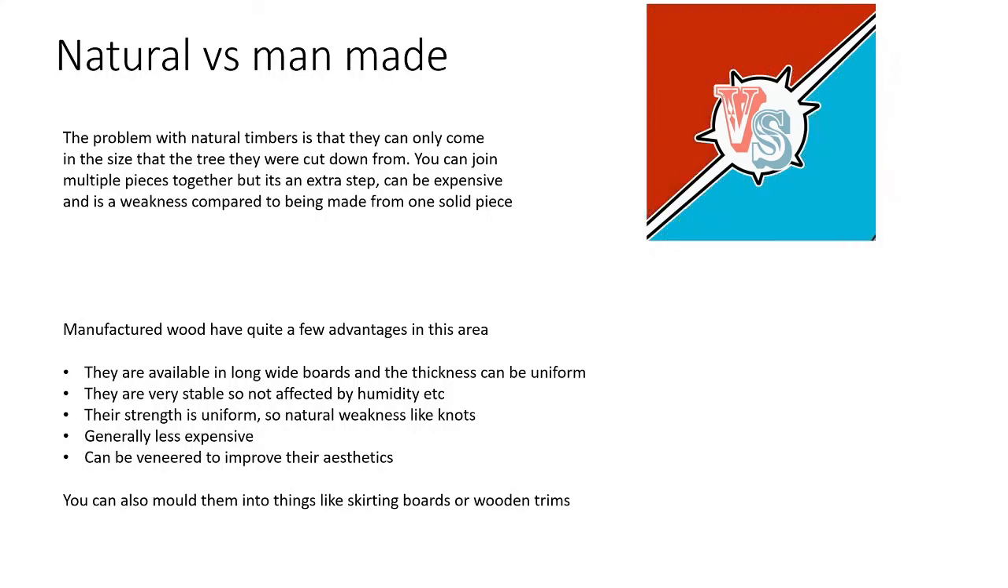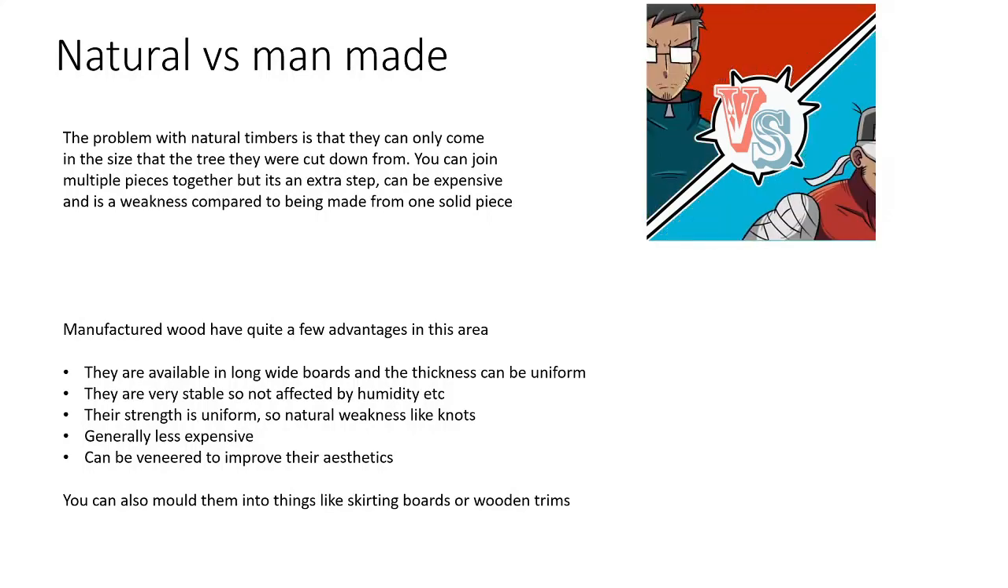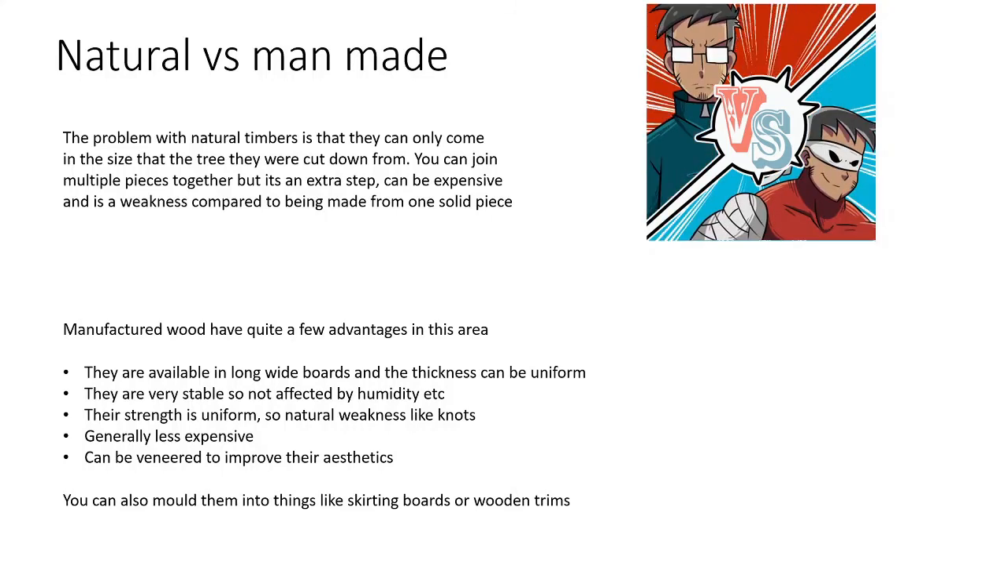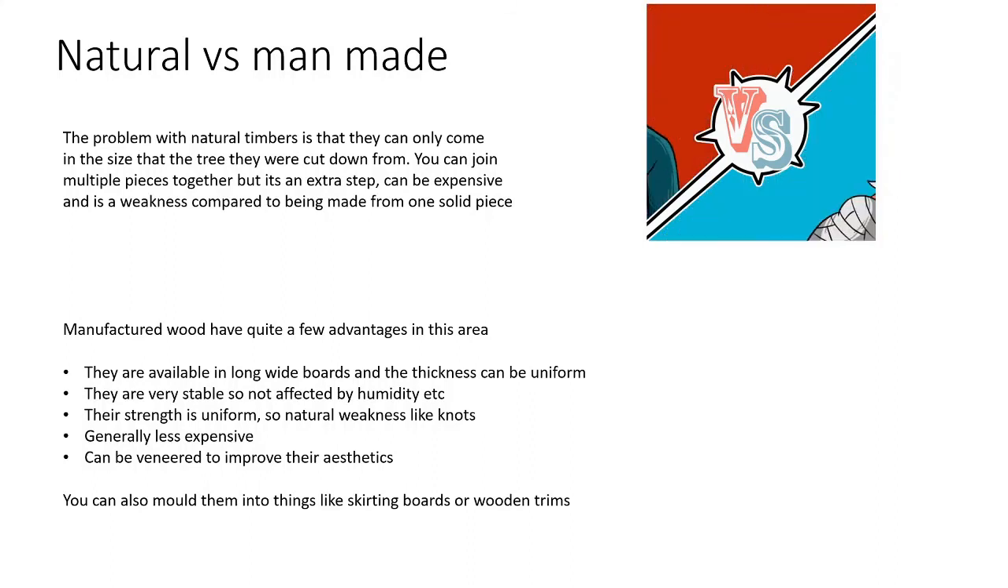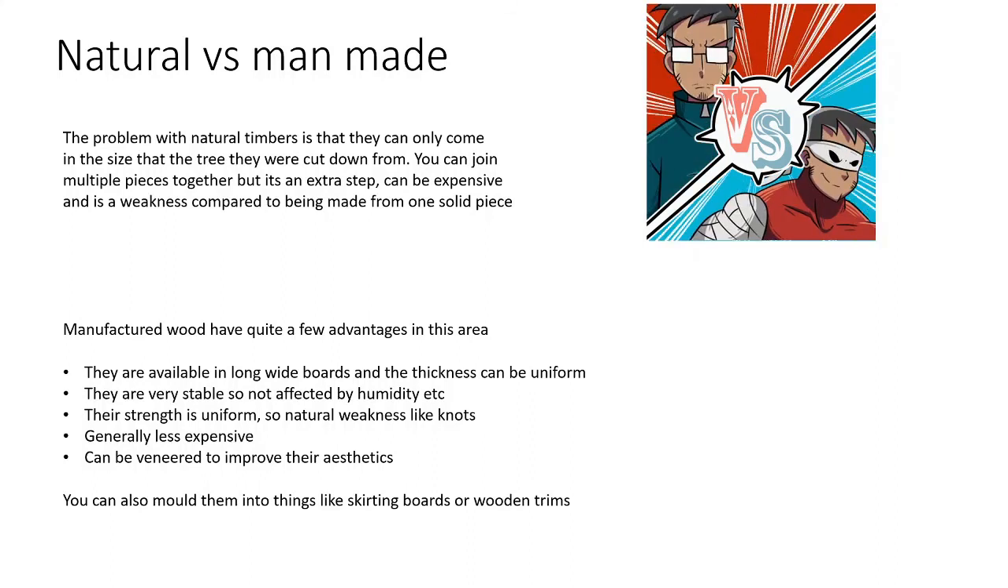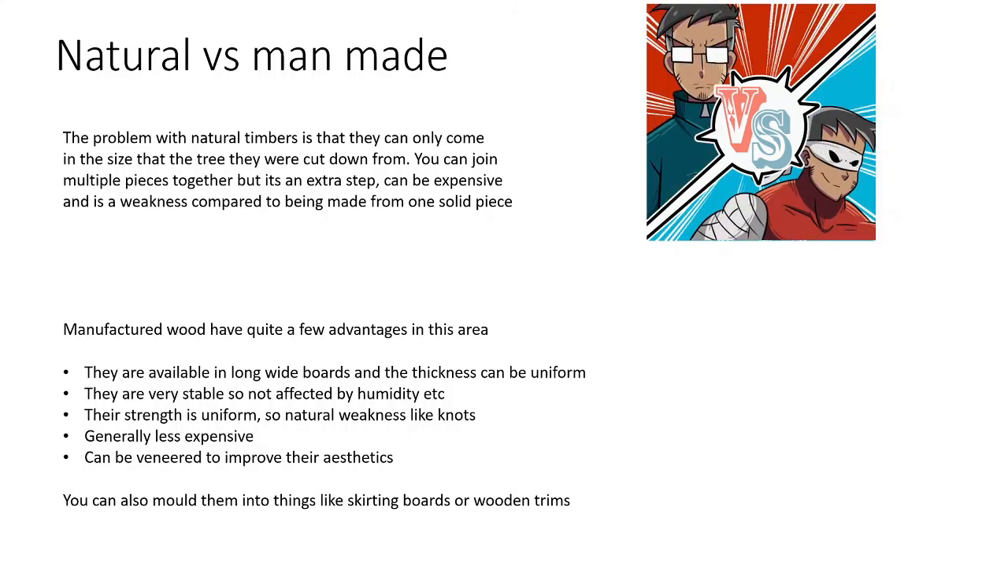So the other benefits, apart from the fact that you can get any sort of size and thickness, is they're very stable, so they're not affected by humidity at all. There's uniform strength because there's no knots in it. They are a lot less expensive, and you can just veneer them with a thin layer of natural wood anyway. So honestly, no one would really know. It will still look like a nice piece of oak, still like a nice piece of teak, but it's MDF or it's plywood underneath.